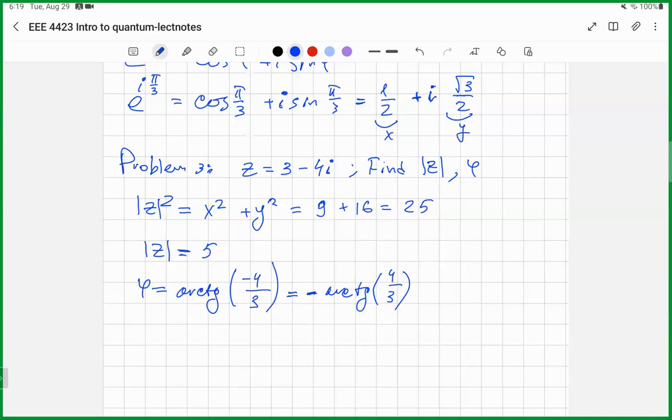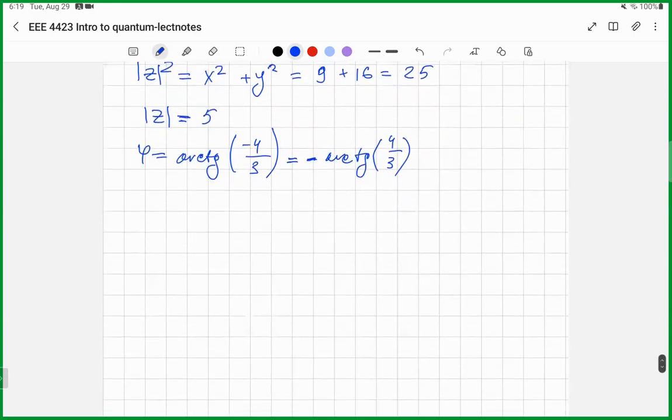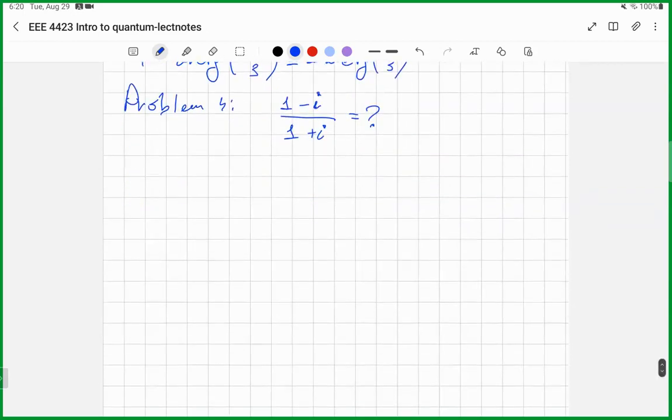And yeah, let's consider another problem. Problem 4. Simple one. Let's evaluate something like 1 minus i divided by 1 plus i. Right. Evaluate this. So in order to do this, we need to get rid of the imaginary unit in the denominator.